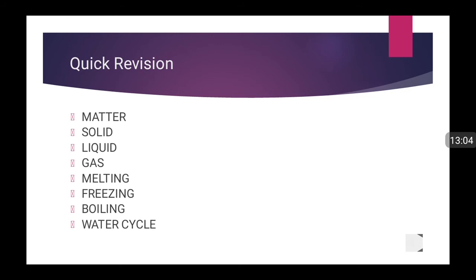So let us quickly revise all the concepts that we have studied so far. First one is your matter. Matter is anything that occupies space and has certain mass, or you can say weight. And matter exists mainly in three forms, that is your solid, liquid and gas. You can take a number of examples of your solids, liquids and gas. Then the process by which solid changes into liquid is called melting, changing of ice into water. Then the process by which liquid changes into solid is called freezing, changing of water into ice. And then the changing of liquid into gas, that is your water changing into water vapor, is called boiling.